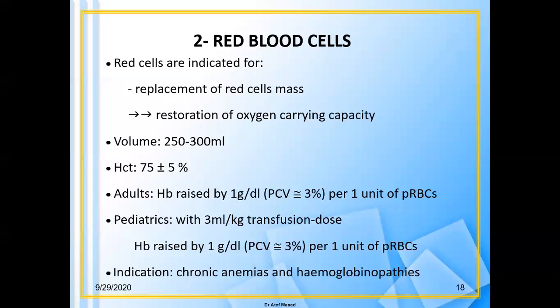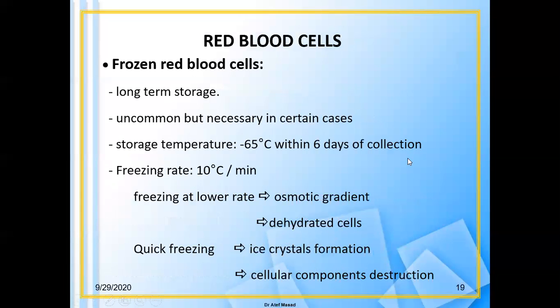And here we talk about packed RBCs. Why do we use red blood cells or packed red blood cells? The indication is chronic anemias and hemoglobinopathies. When we have chronic anemias, or when we have a problem in hemoglobin, which we call hemoglobinopathies, we are talking about the need for packed RBCs.